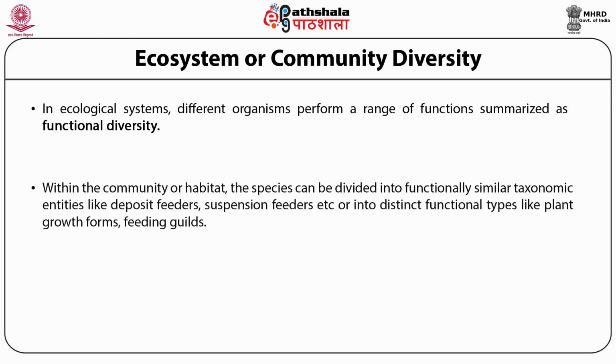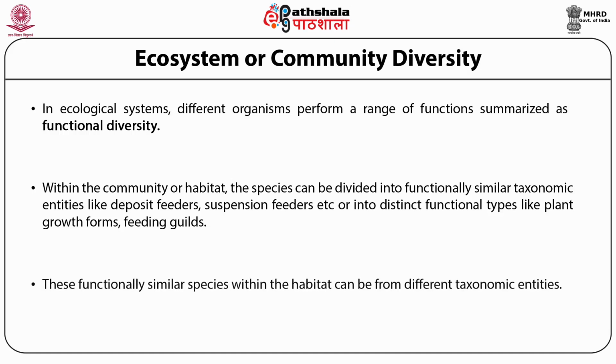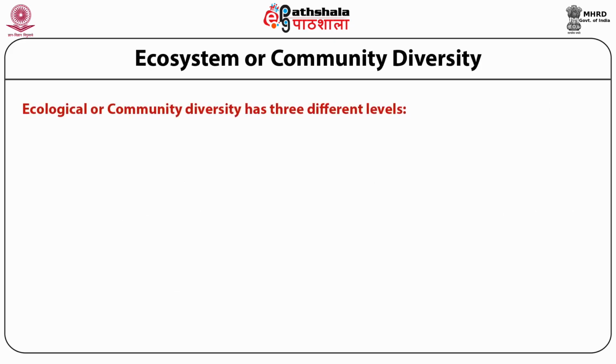Within the community or habitat, the species can be divided into functionally similar taxonomic entities like deposit feeders, suspension feeders, etc., or into distinct functional types like plant growth forms and feeding guilds. These functionally similar species within the habitat can be from different taxonomic entities. Ecological or community diversity has three different levels. Number one, alpha diversity, within habitat diversity.